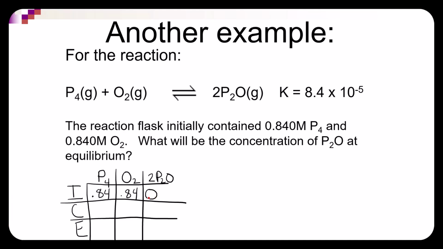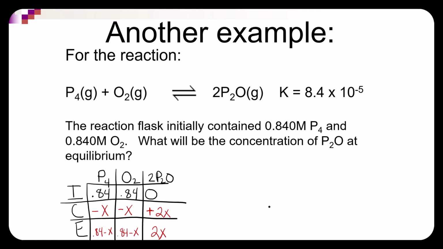So again, I look at this product. It's 0. There's only one way for it to go, and that is going to be up. If the product is going up, the reactant must go down. By what value are they going up and down? Well, reactants are going to go down by a value of X and X. Our product is going to go up by a value of 2X. So at equilibrium, we've got 0.84 minus X, 0.84 minus X, and we've got 2X.